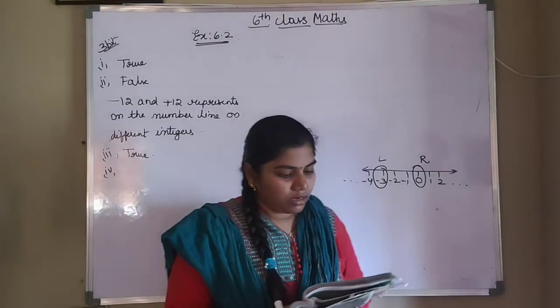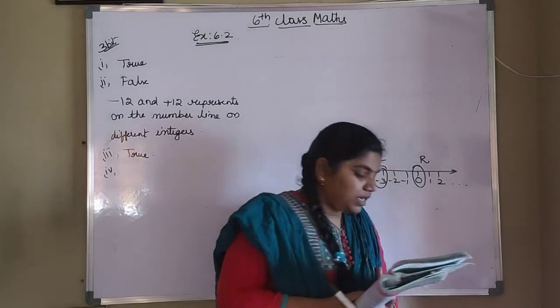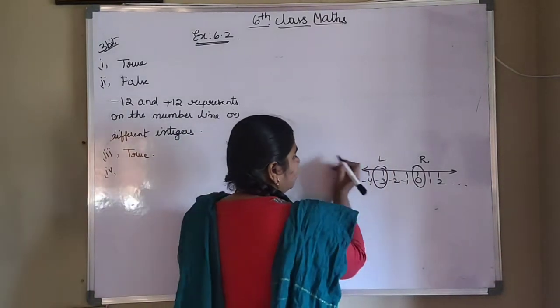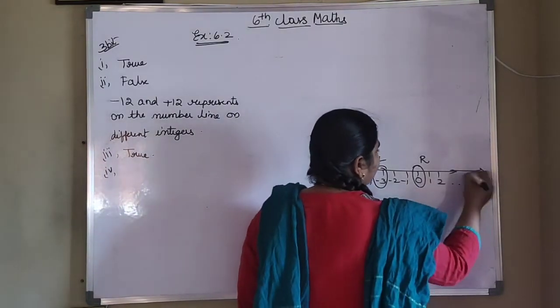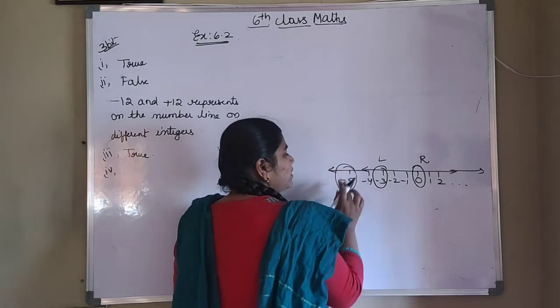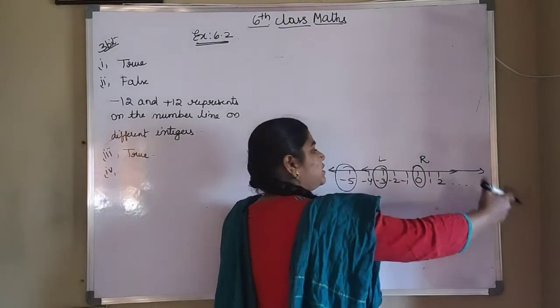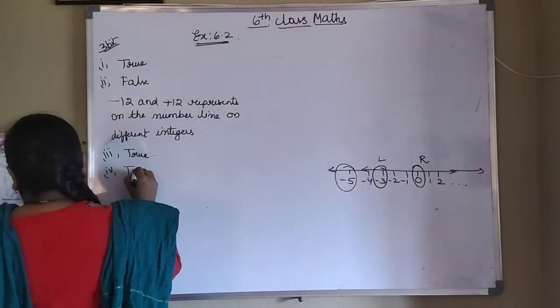Next, fourth one. -5 is less than 8. Is yes, -5 will be lying here and 8 will be on right side. So -5 is less than 8 value, because 8 is lying on right side and -5 is lying on left side. So that is also true.